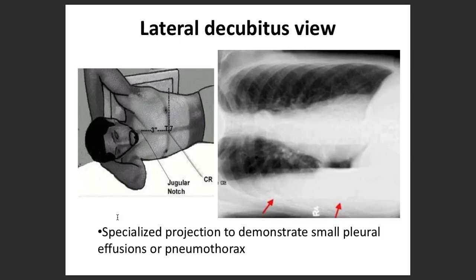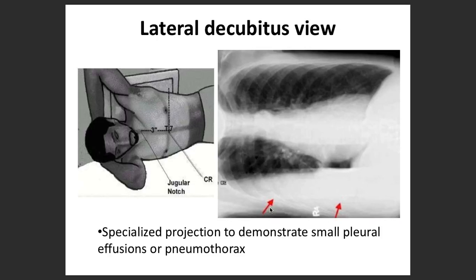Something is called lateral decubitus. Decubitus is used whenever you're trying to see a very small pleural effusion, or if there's a pneumothorax as well, so you will be able to distinguish it. So for example, if you look carefully, I'm going to show you some more examples for this.